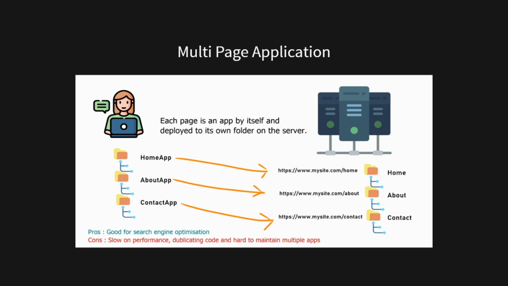Now, the pros and cons: the pros are that it's good for search engine optimization, but the downside is it's a little bit slow on performance and you're duplicating quite a lot of code. Because if you've got a menu that is repeating on all pages, then it becomes a little bit tricky to share the code, and it's a bit hard to maintain. The only way you can make this work is if you have other frameworks like Next.js, or you integrate it with Django, or various other stacks.